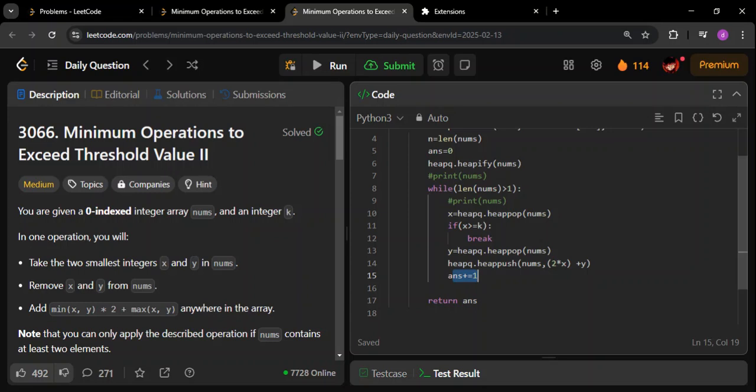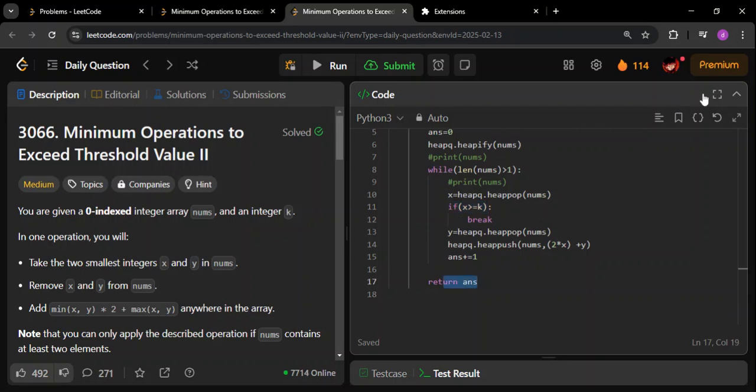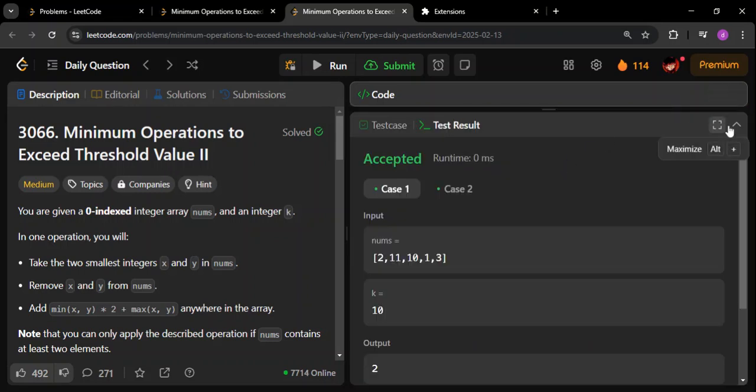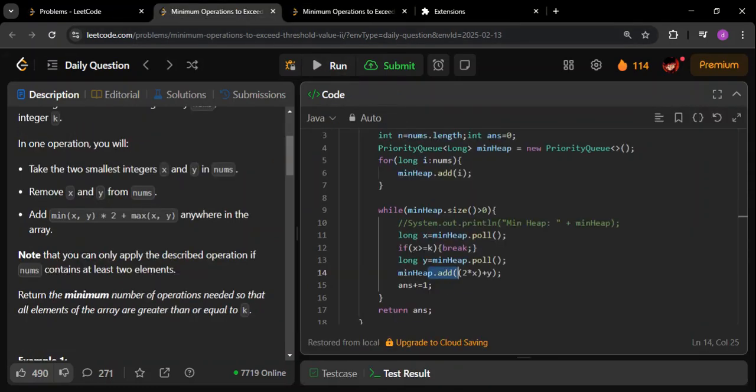This will keep continuing till this condition is satisfied or this condition is not satisfied. Only these are the two breaking cases. After that, we'll return the answer. I can show you, as you can see, displaying all the test cases. Yep, this was the solution.